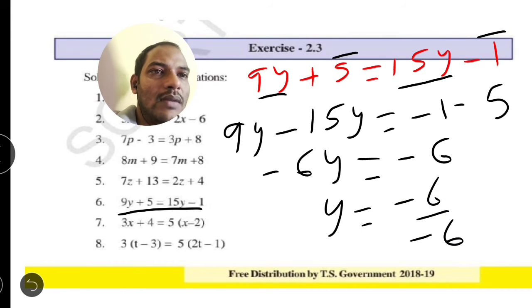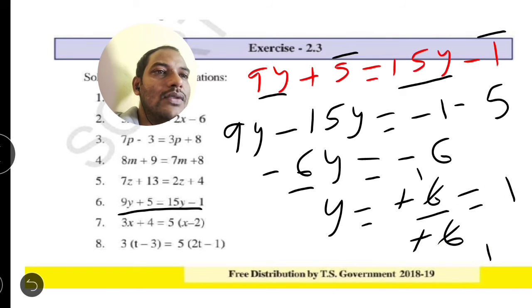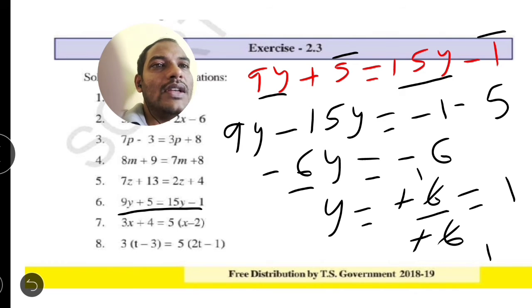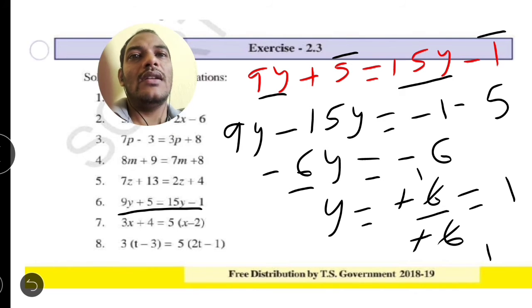Why? Because here minus 6 is multiplying, so it will go to the denominator place as it is. Symbols will not change. So now y equals minus 6 by minus 6. So minus minus cancel. 6 ones are 6, 6 ones are 6, it is equal to 1. So the y value is 1. So you can verify this y value by substituting in the LHS side and RHS side.